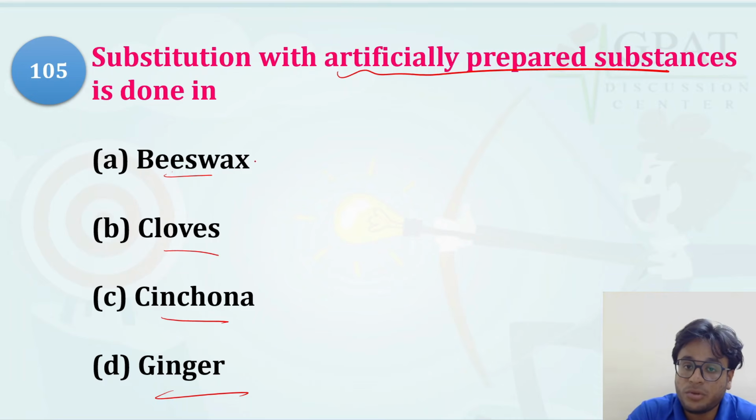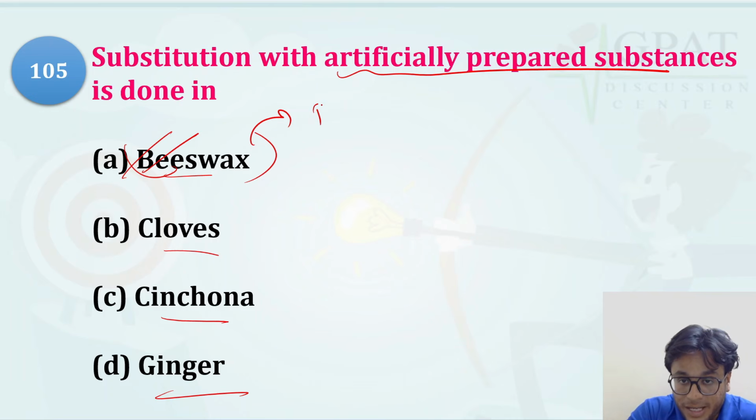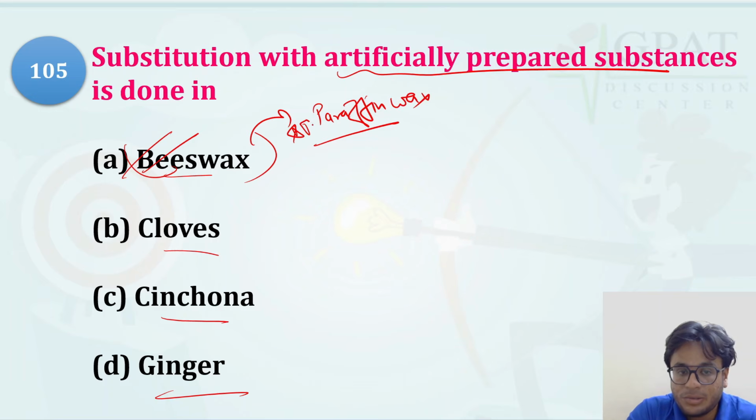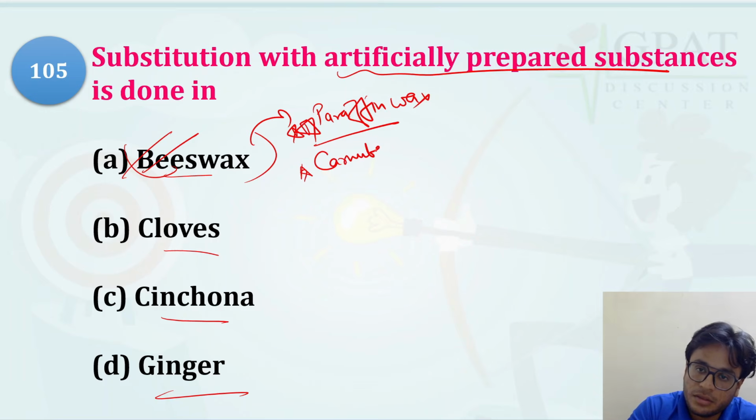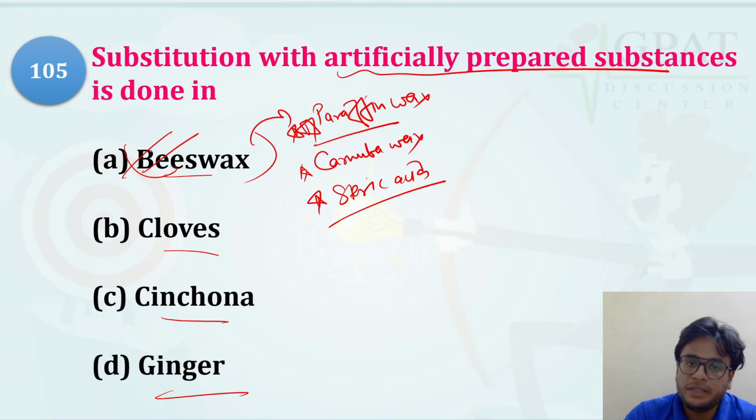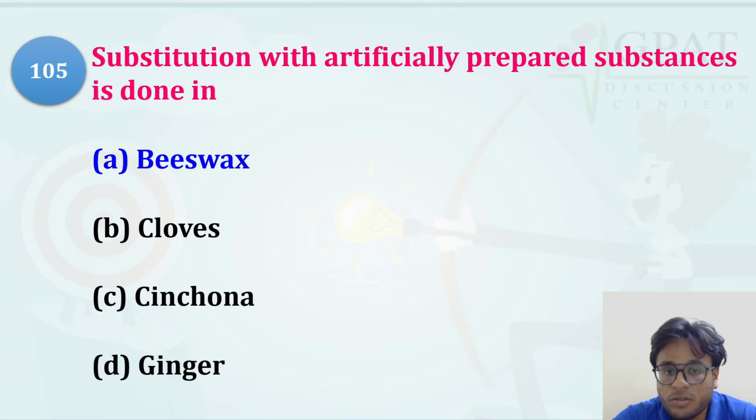Yes, the beeswax is most commonly being replaced by what? By paraffin wax. Most commonly it is substituted by the paraffin wax, but it can also be substituted by the carnauba wax or by the stearic acid. So beeswax is mainly substituted by the paraffin wax, most commonly. So A is going to be the answer.